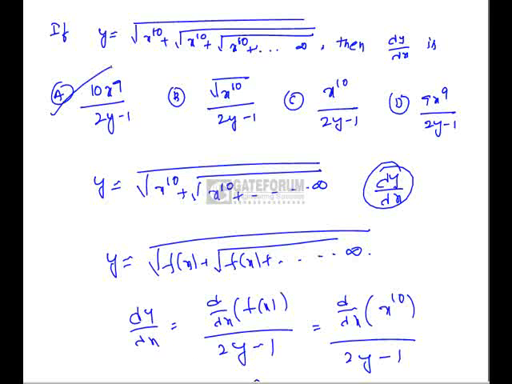The other method is to take y as root over x^10 plus root over x^10 plus so on up to infinity. Consider this entire term as y. Then y is equal to root over x^10 plus y. Now squaring on both sides and then differentiating, you will get the answer as A.